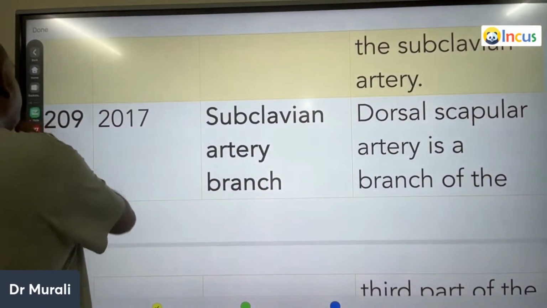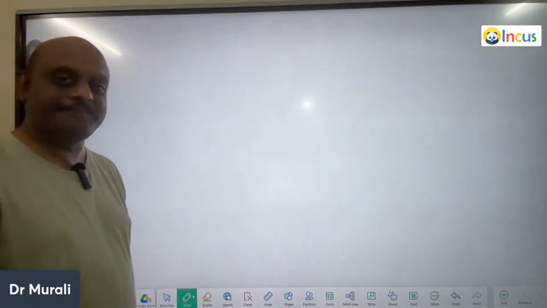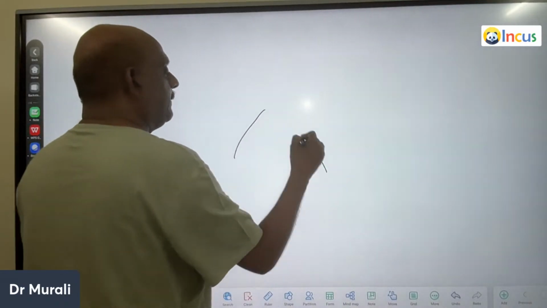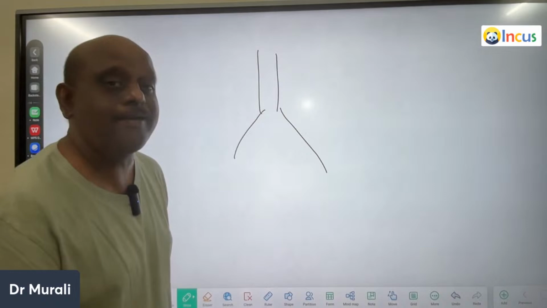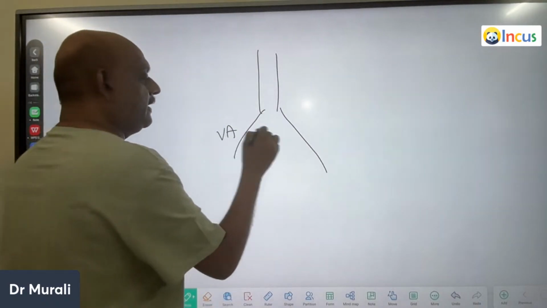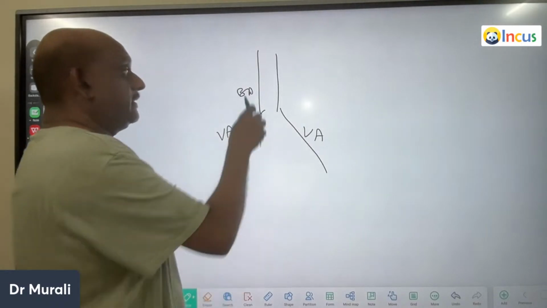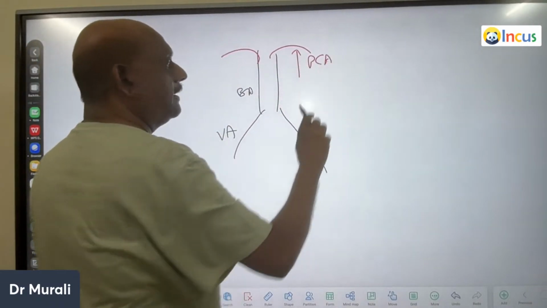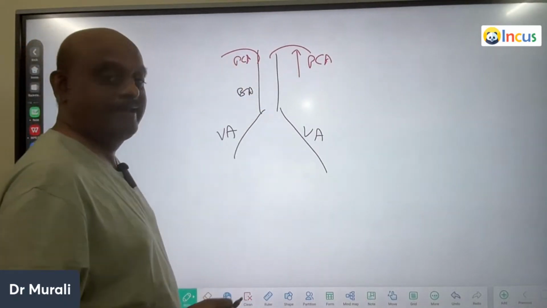Once more, you should be very sure, doctor, the circle of Willis is asked many times in the exam. The two vertebral arteries combine to form the basilar artery. So this is a vertebral artery, this is a vertebral artery, and they form the basilar artery. The basilar artery divides into the posterior cerebral arteries. So this is a posterior cerebral artery, this is a posterior cerebral artery.